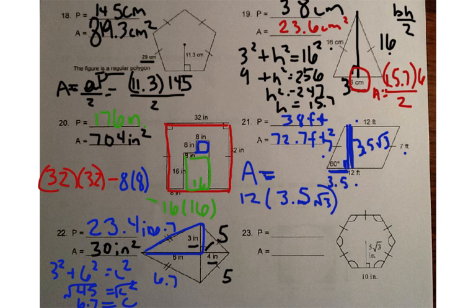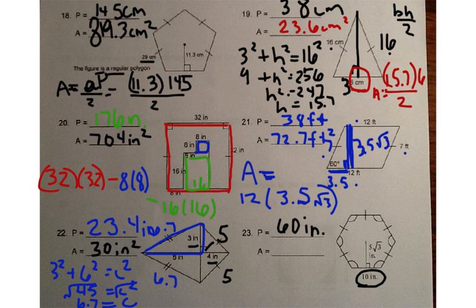Okay, here is another regular polygon. So this one is going to be similar to number 18. To find the perimeter, we know we have a side length of 10. There are a total of 6 sides on this regular polygon. So if I have 6 tens, that's going to be 60 inches for my total perimeter.